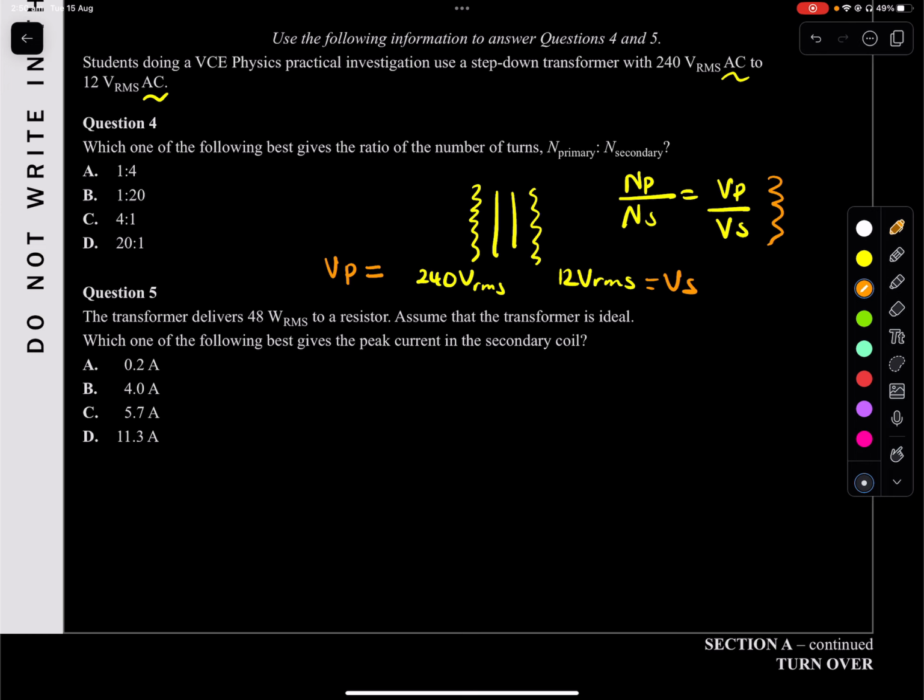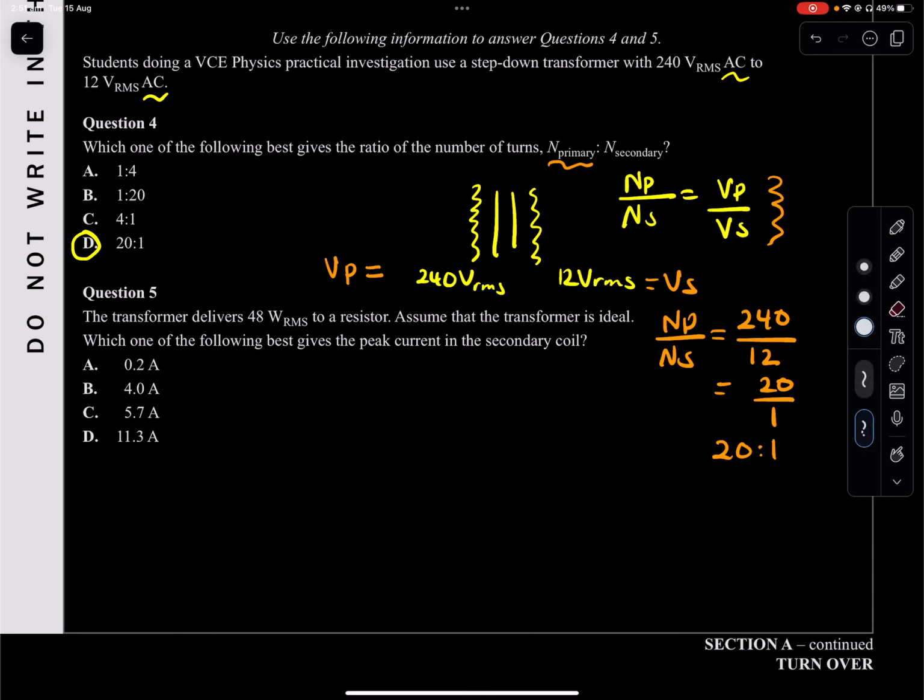Because they're equal, if we say NP over NS is equal to VP over VS, what's VP in this term? Well, it's 240 over VS, which is 12. So the ratio is 20:1. And here it's saying the first one's N primary, which in this case is 20, and your secondary is 1. So 20:1, that's your ratio. So it should be D as your answer.